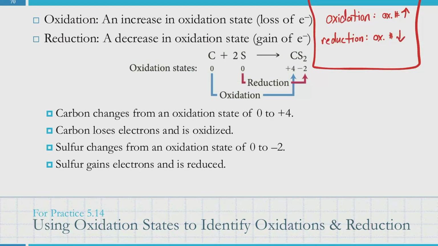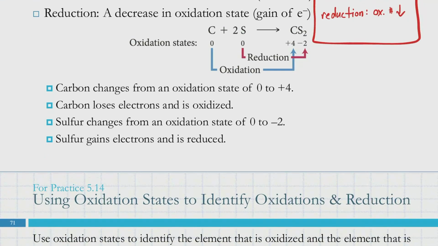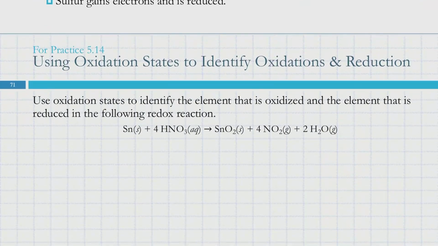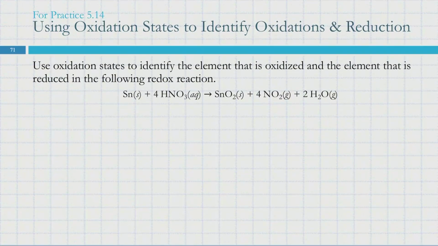We might also want to have our OIL RIG definitions or LEO the lion goes GER definitions, because sometimes we can just use that instead of oxidation states. So here's how this might play out in practice. Use the oxidation states to identify the element that is oxidized and the element that is reduced in the following redox reaction. So we get to come up with a whole bunch of oxidation states. Some of them are easy, some of them require a little more work.